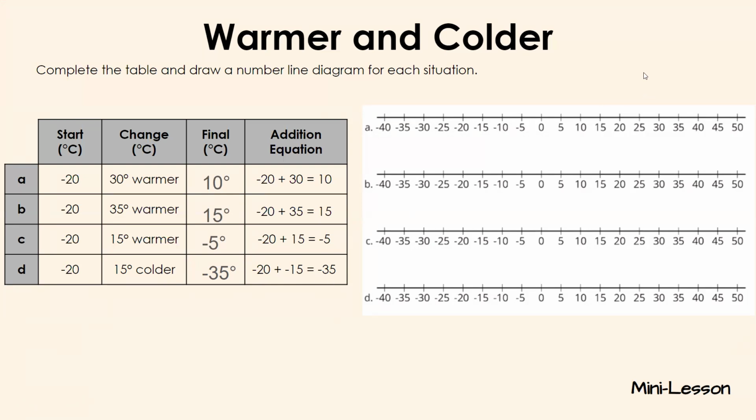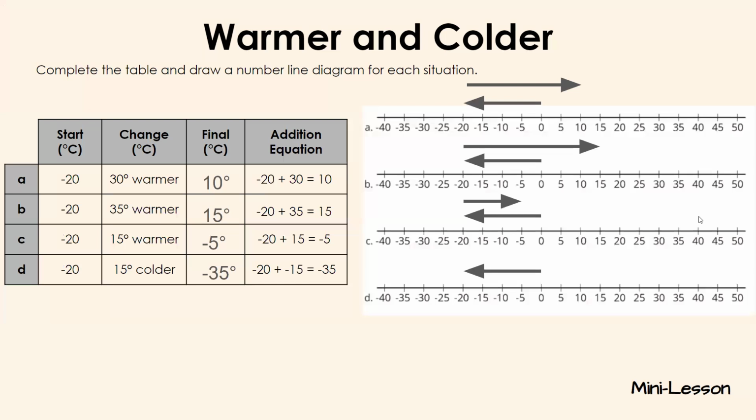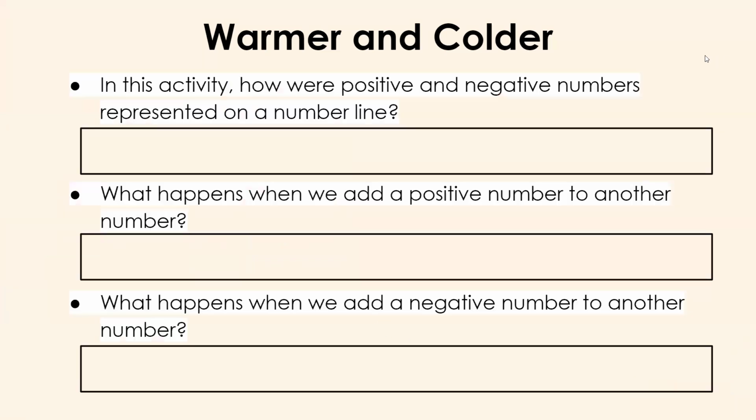To model these on the number line, it would look like this. -20 plus 30, we're at 10. -20 plus 35, we're at 15. -20 plus 15, we're at -5. -20 plus another -15, we are at -35.